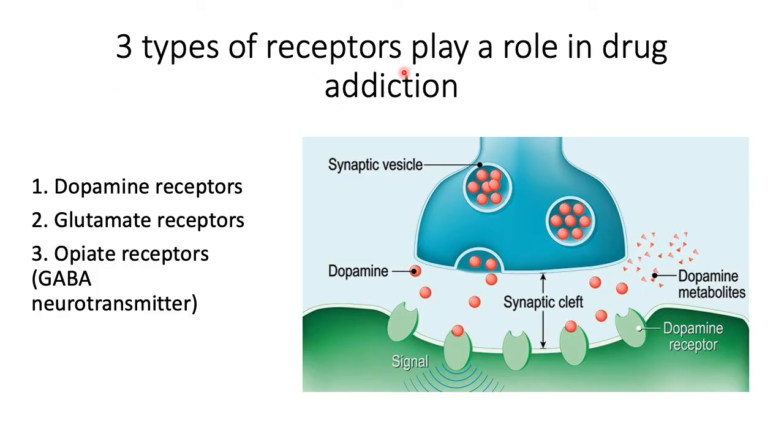There are 3 types of receptors that play a role in drug addiction. And remember, we said that the receptors are the ones that receive the neurotransmitter. So there are a lot of neurons that carry multiple types of receptors. It's just been found that these very specific types, dopamine receptors, glutamate receptors, and opiate receptors, to name a few, because there are more that are involved in drug addiction, play a role in drug addiction. I'm just talking about these 3 in specific.